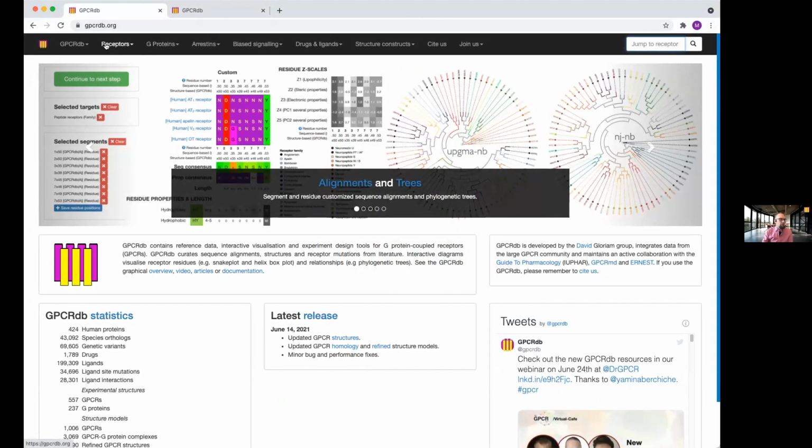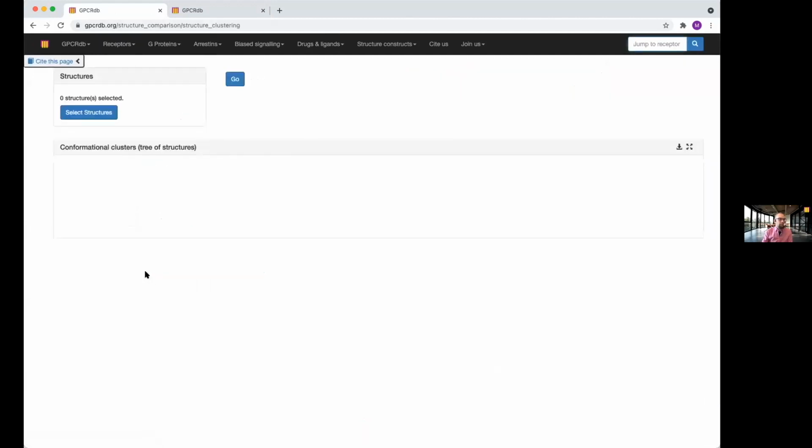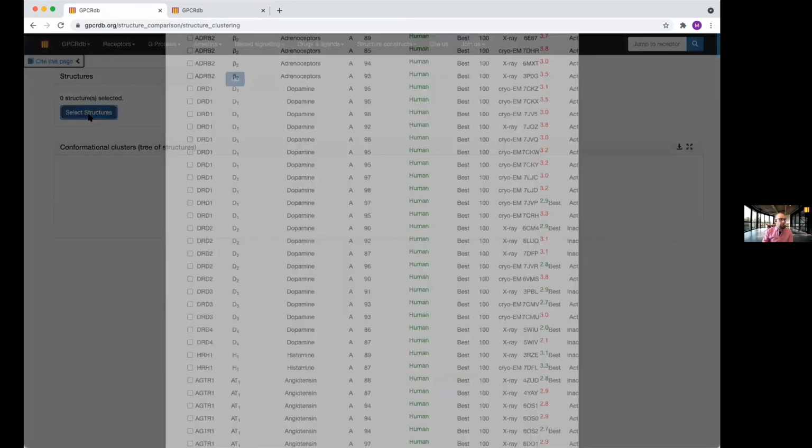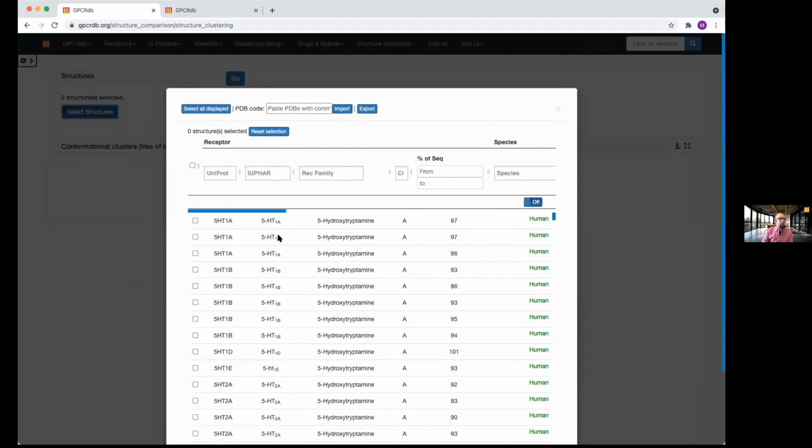So that's on the receptors, and on the structure comparison, you can find these structure similarity trees. Then you're presented with a page where you can click the Select Structures button, and it's similar to a lot of these other options that we have in the GPCRdb. So here you can select what structures you actually want to compare.